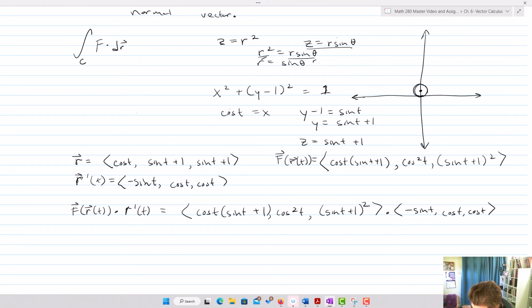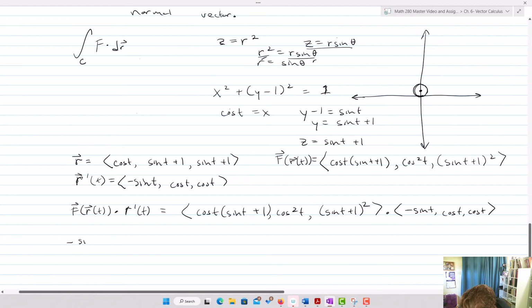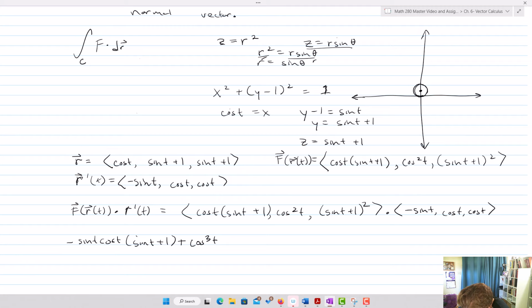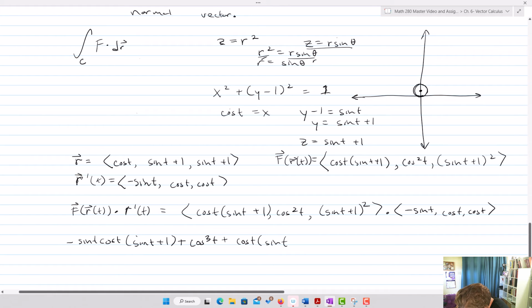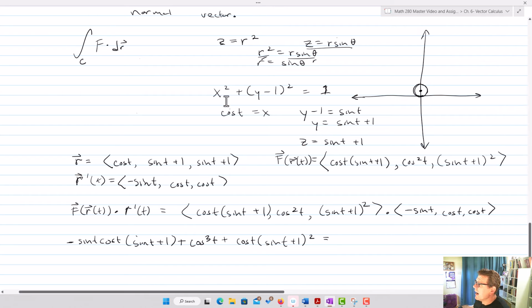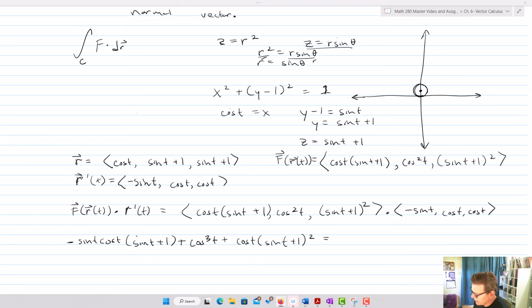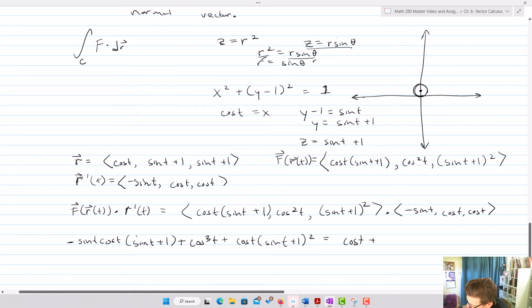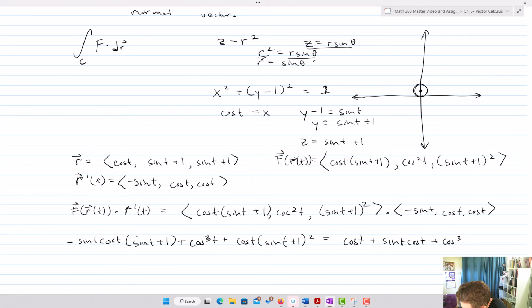This ends up equaling negative sine t, cosine t, sine t plus 1, plus cosine cubed t, plus cosine t times sine t plus 1 squared. And we actually go in and simplify that. With a little simplification, I end up with cosine t plus sine t cosine t plus cosine cubed t dt. Cosine cubed t, excuse me.